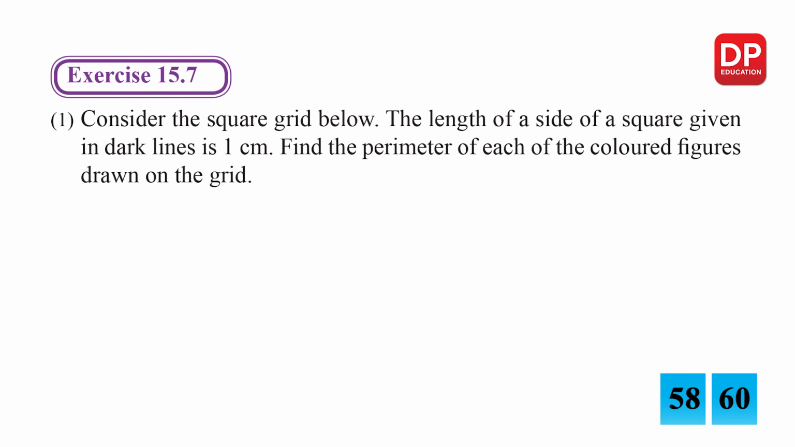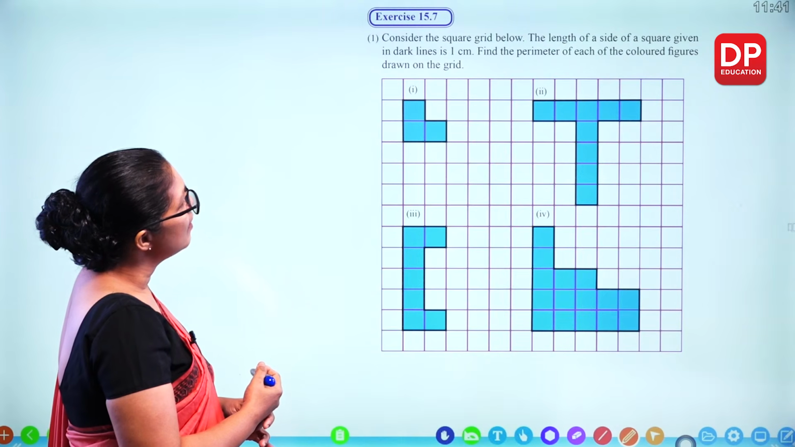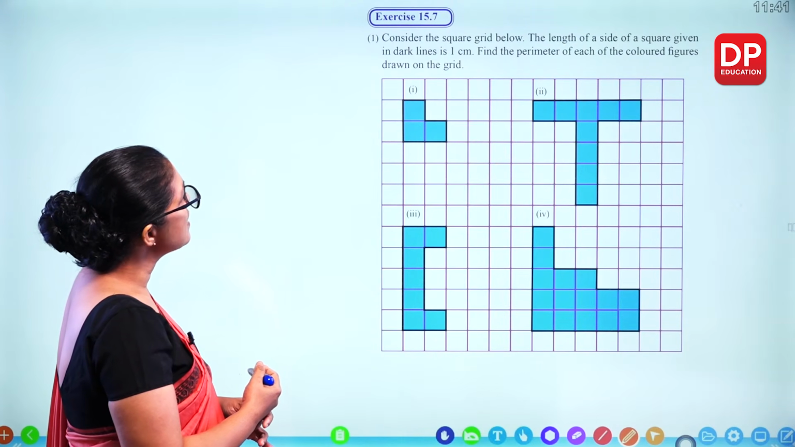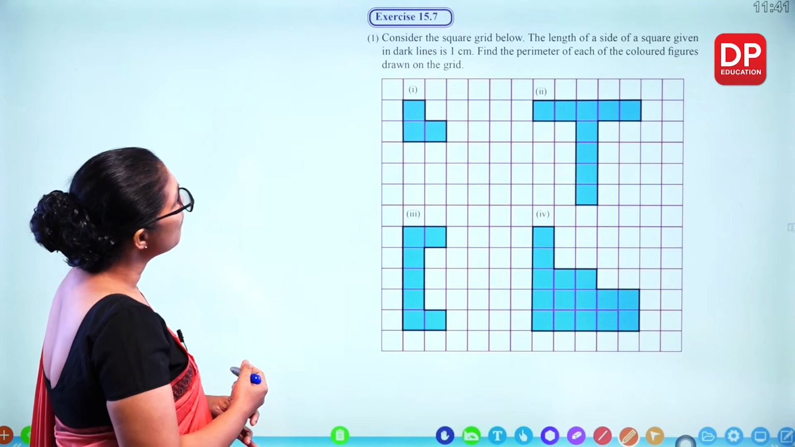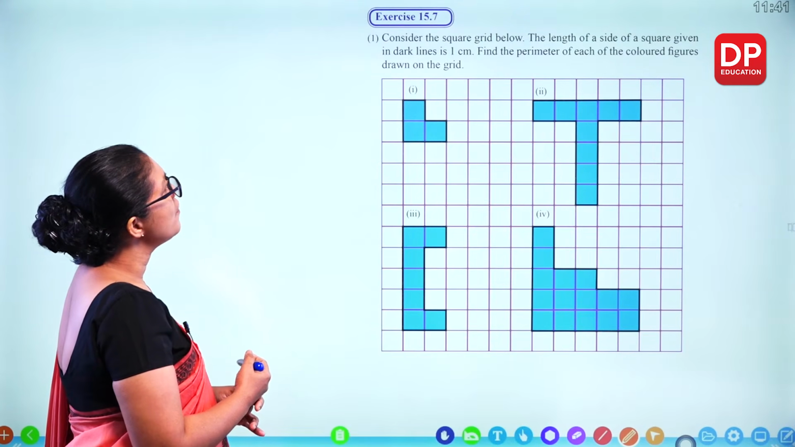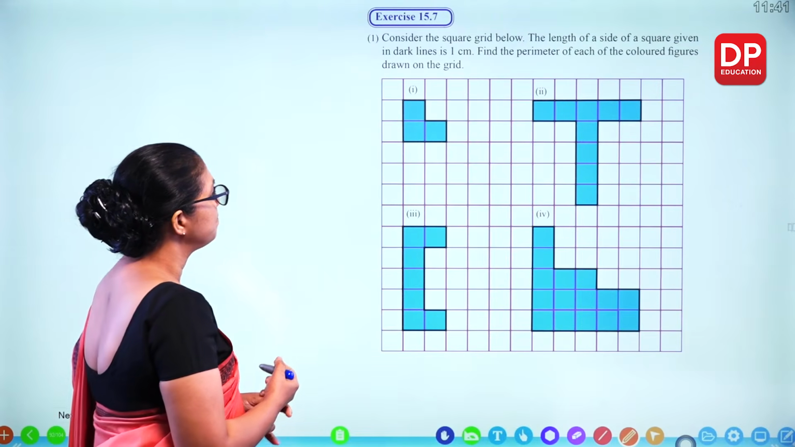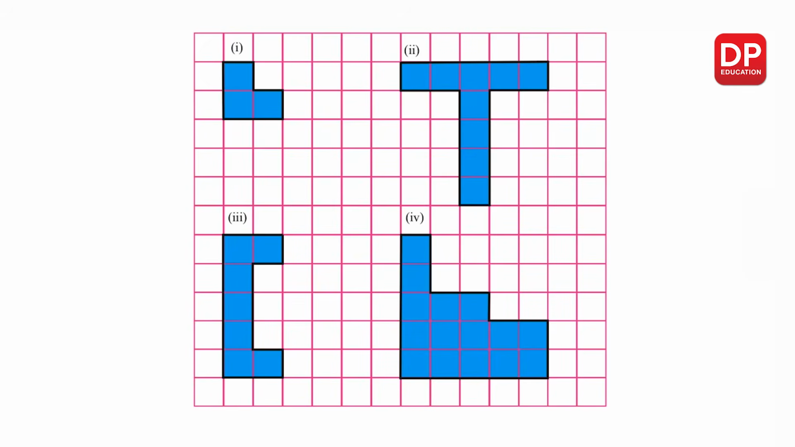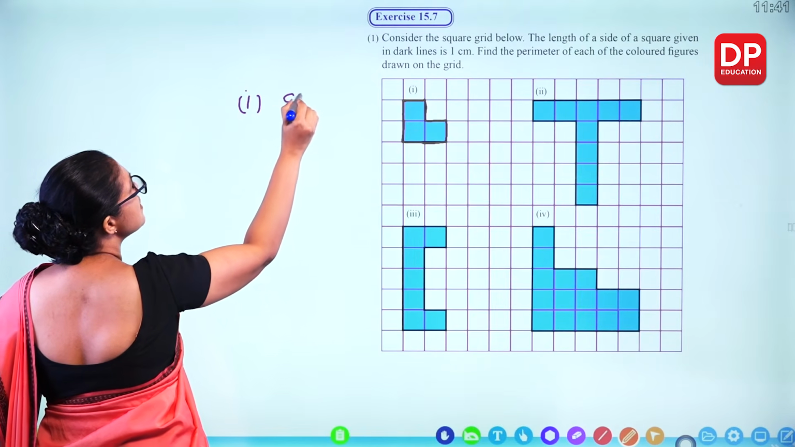Exercise 15.7. Consider the square grid below. The length of side of a square given in dark lines is 1 centimeter. Find the perimeter of each of the colored figures drawn on the grid. So we can just add 1 centimeter. So we'll start here. 1, 2, 3, 4, 5, 6, 7, 8. So first one is 8 centimeters.